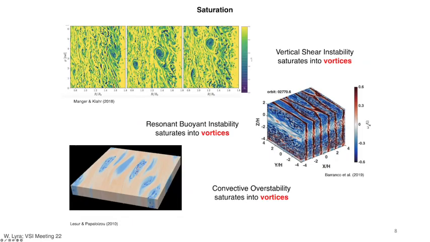And as I said, what is interesting about them is that they all saturate into vortices. The VSI, the convective overstability also, and the ZVI.